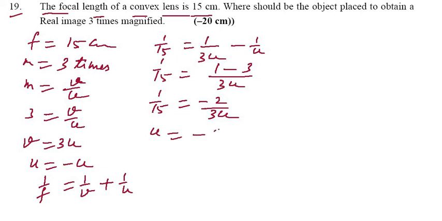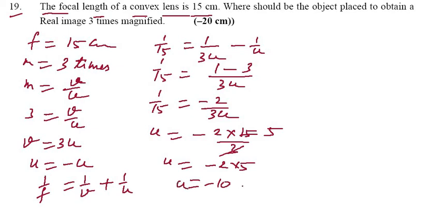Now u is equal to minus 2 into 15 upon 3. 3 ones are 3, 3 fives are 15, so u will be equal to minus 2 into 5. So that is minus 10 centimeters. So that one is your answer.